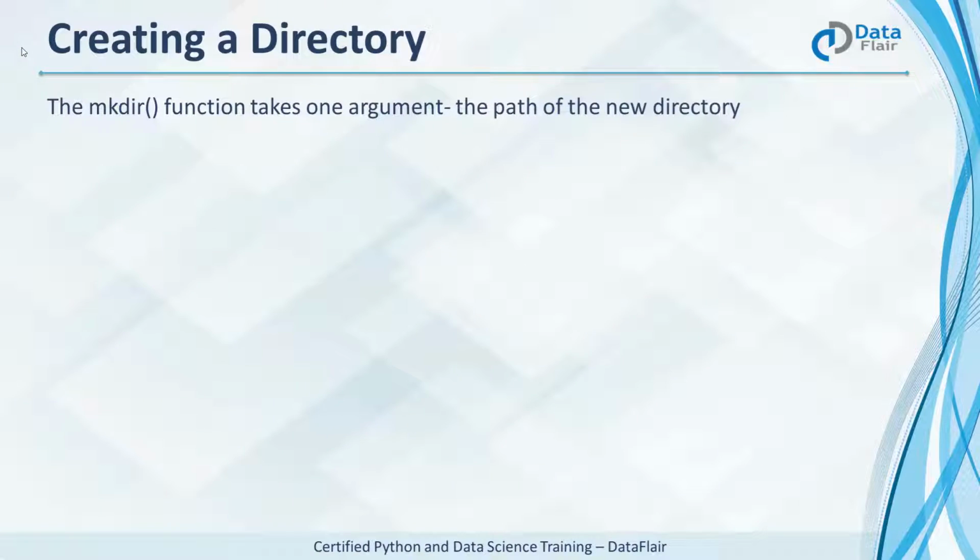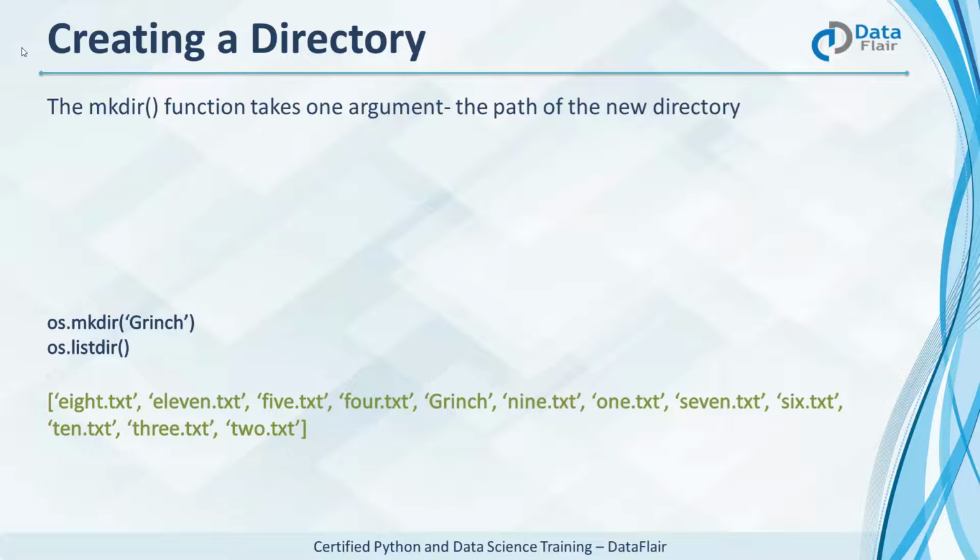For creating directories, we have the mkdir function. Let's create a directory and call it Grinch. We now have 12 items in the current working directory. Of these, 11 are files and 1 is a directory, Grinch.